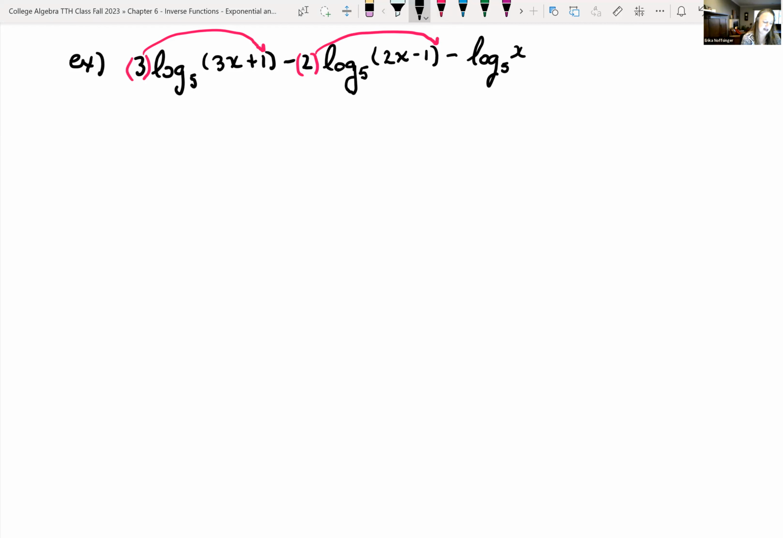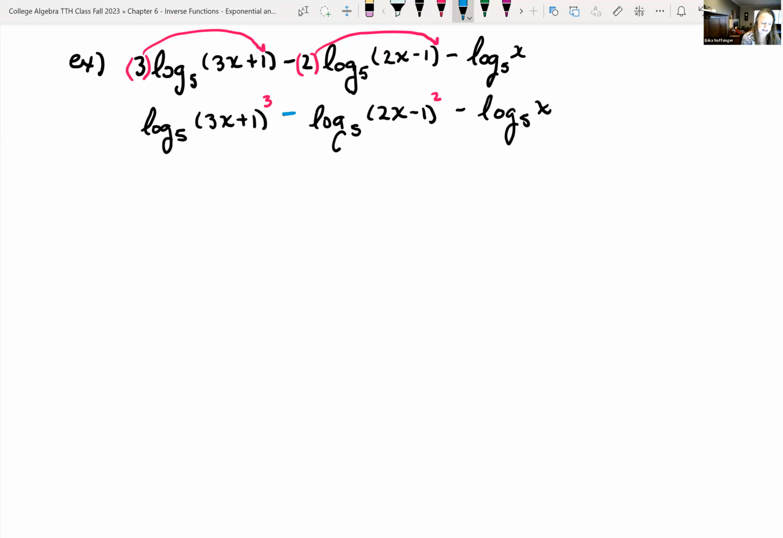And so doing that, that 3 in front of the log base 5 is now log base 5 of (3x plus 1), and that is cubed, minus that 2 in front of that log, we're going to rewrite as an exponent. So it's log base 5 of (2x minus 1), all squared, minus log base 5 of x.